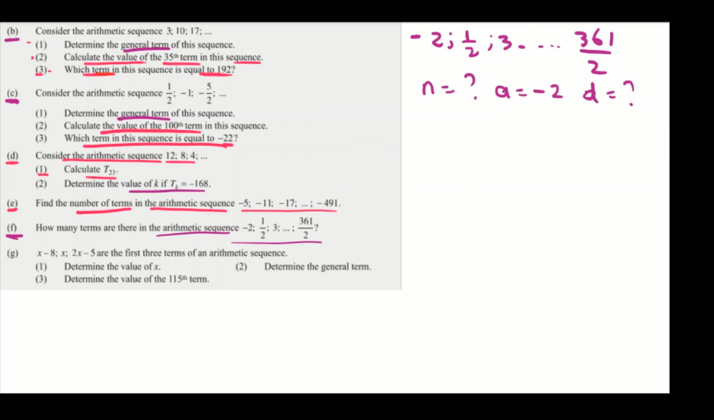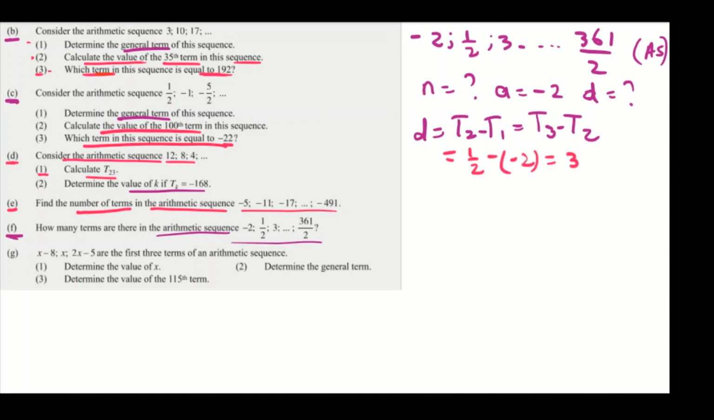First, before we continue, since this is an arithmetic sequence, d is equal to term number 2 minus term number 1, which is equal to term number 3 minus term number 2, right? So term number 2 is 1 over 2 minus term number 1, which is minus 2, equals term number 3, which is 3, minus 1 over 2. So our d in this problem is going to be 5 over 2 equals 5 over 2. That's what I'm getting, both sides.